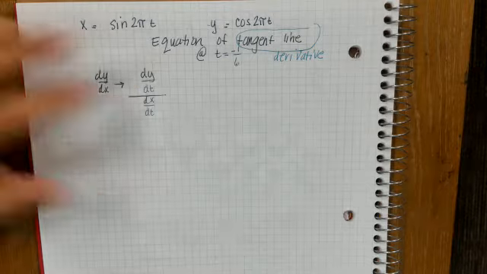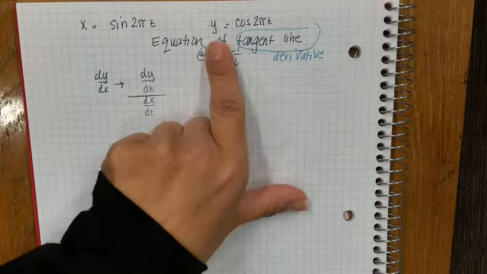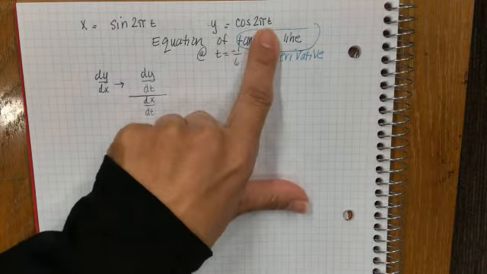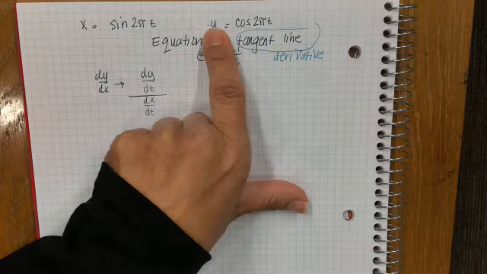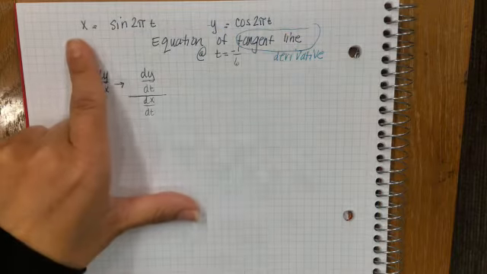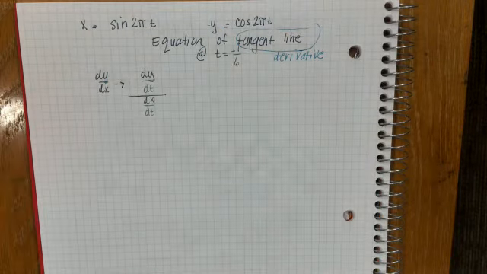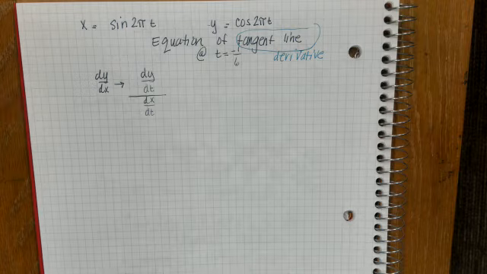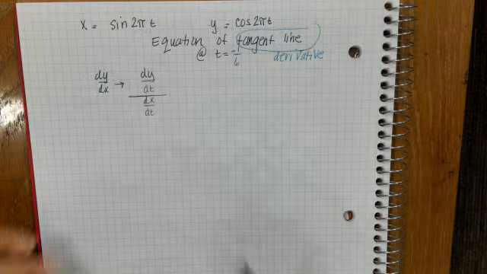This is dy over dx, and I can differentiate y with respect to t. The function's y, the variable is t. The function's x, the variable is t. So this I can do. All right. First, let's find dy dt.